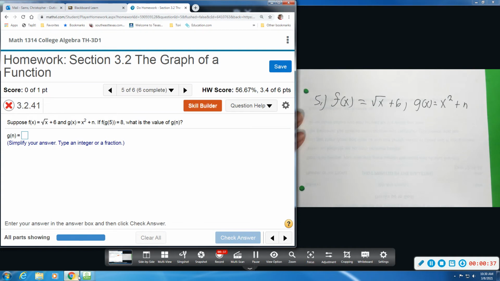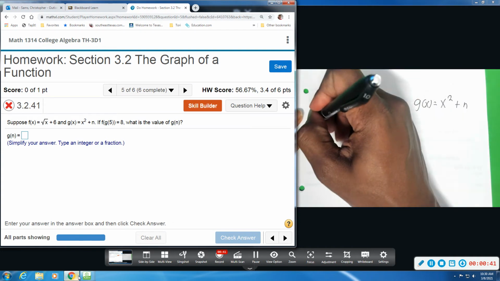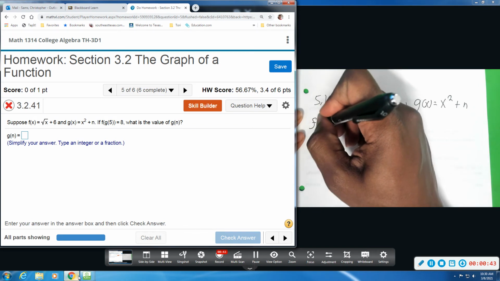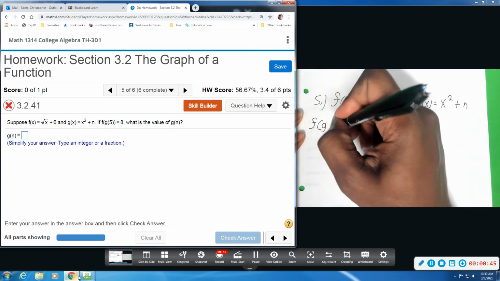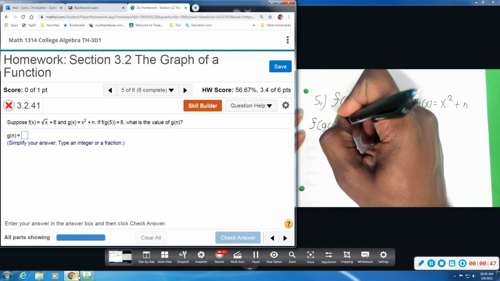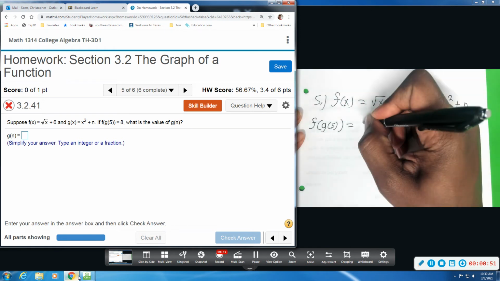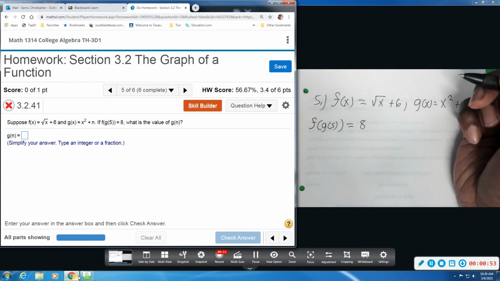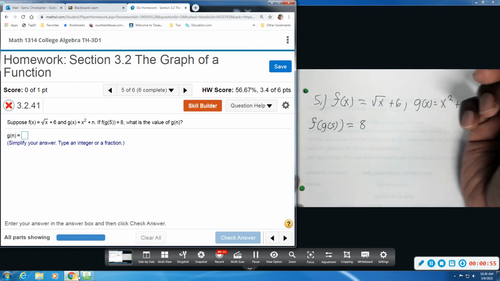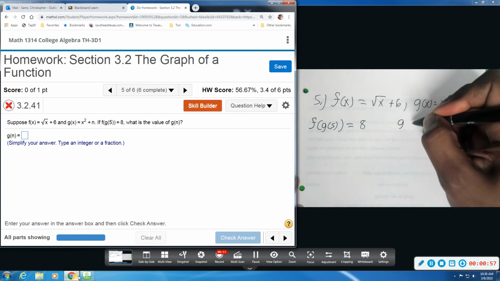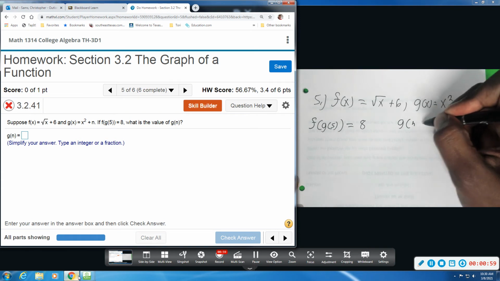If f of g of 5, so we know that f, we take that function, we plug in the g function, but we plug in the number 5 for x. If we evaluate that, we get 8. Based on that information, can we figure out what is g of n?